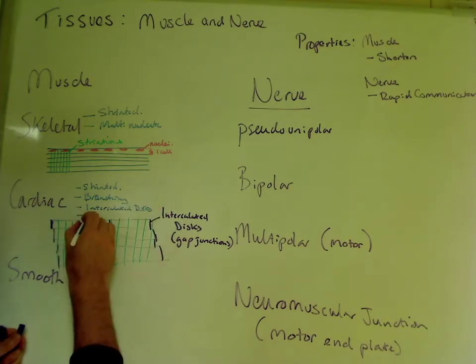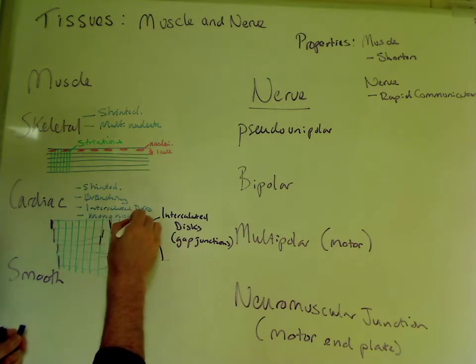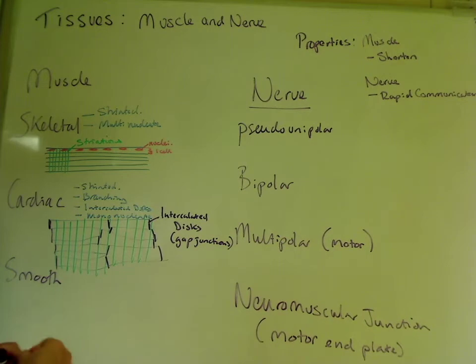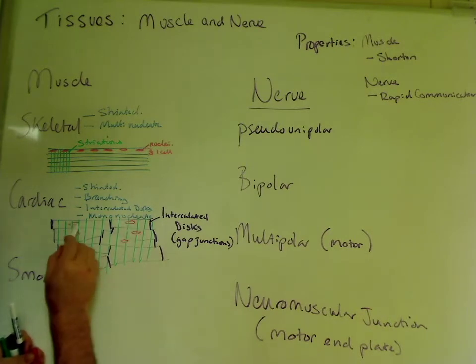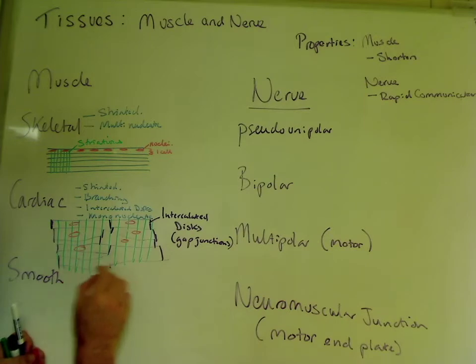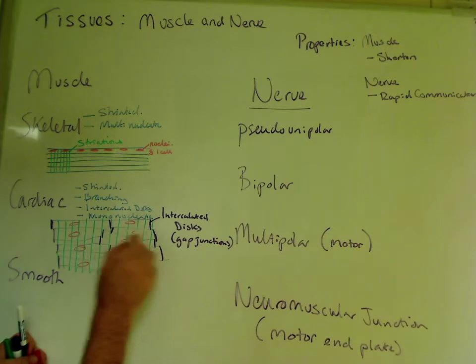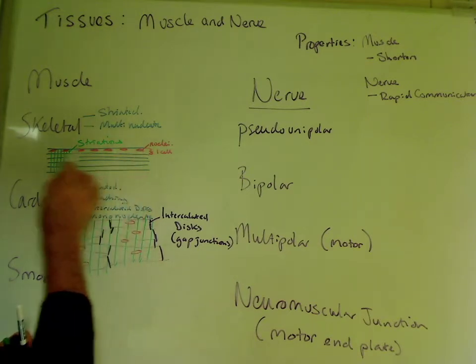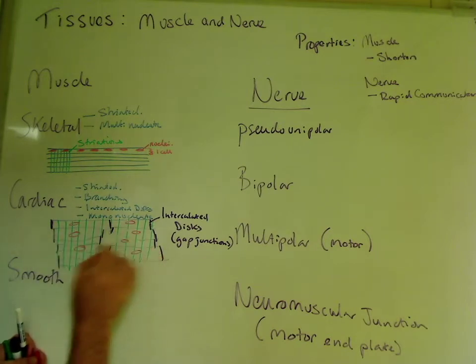And finally, cardiac muscle cells are mononucleate, meaning they just have one nucleus between each intercalated disc. Whereas this is all one cell, it's not being divided, this is all one cell, 2 cells, 3 cells. So each one has one nucleus.